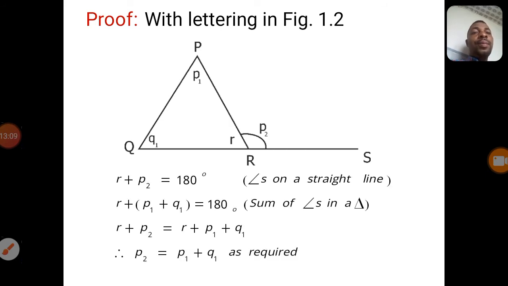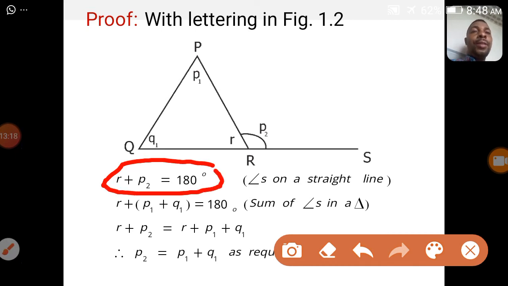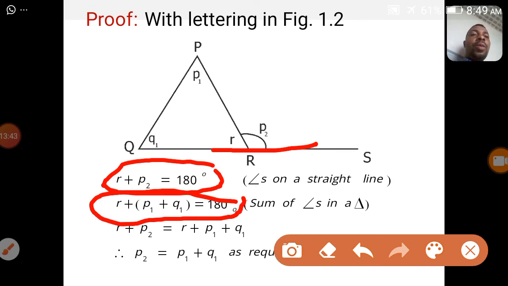Now look at it. We have that r plus P2 is 180 degrees. That is angle on a straight line. Okay? We've known that angle on a straight line, this is a straight line, is 180 degrees. Again, r plus P1 plus Q1 is equal to 180 degrees. Sum of angles in a triangle. Okay?